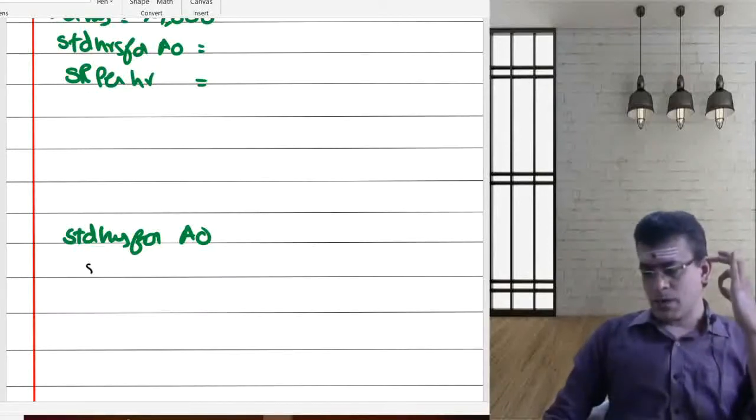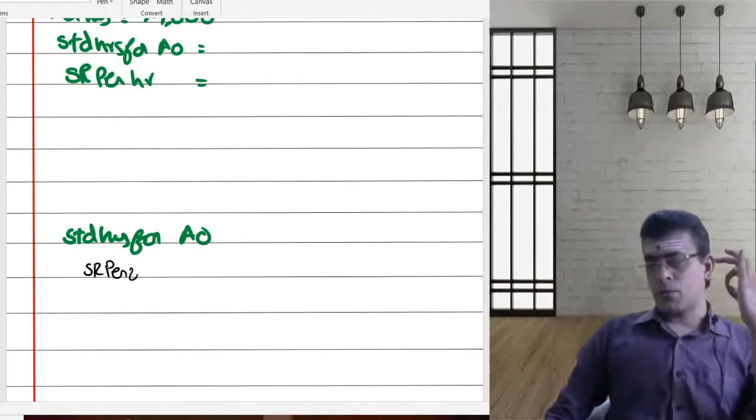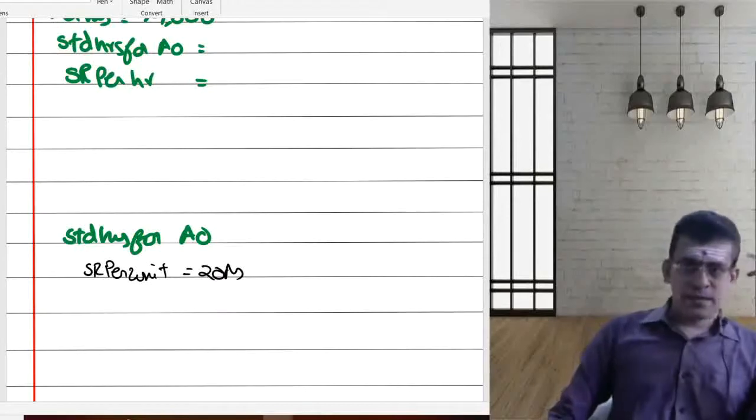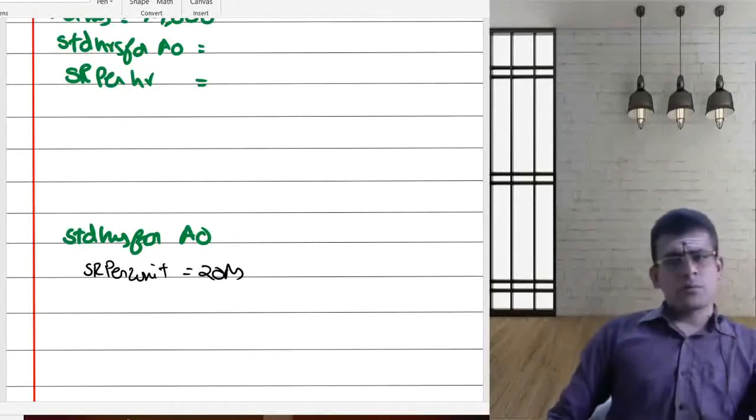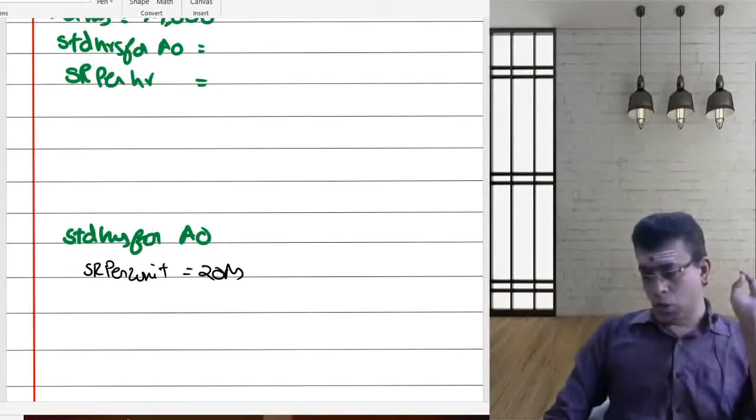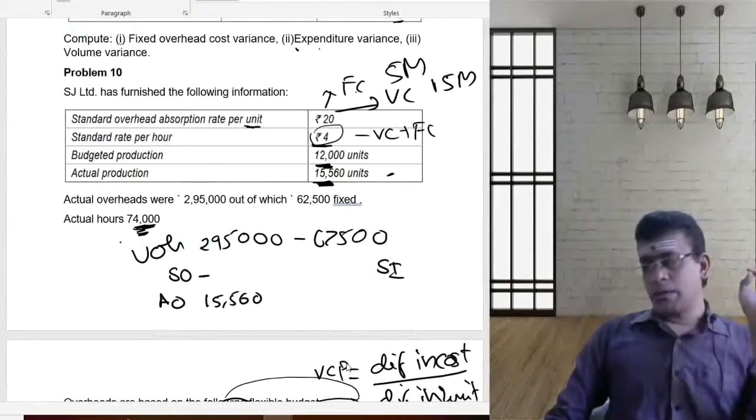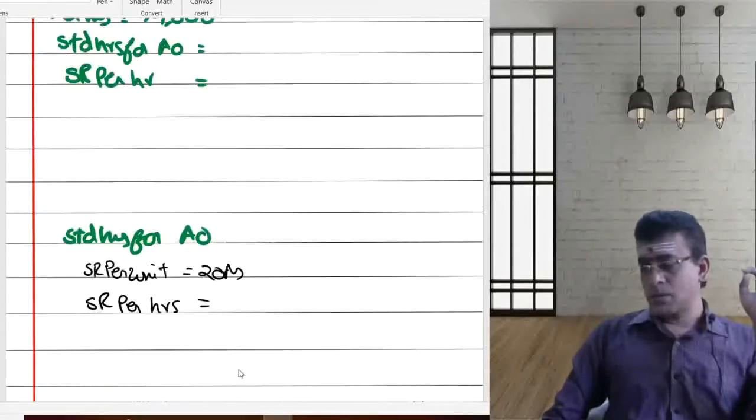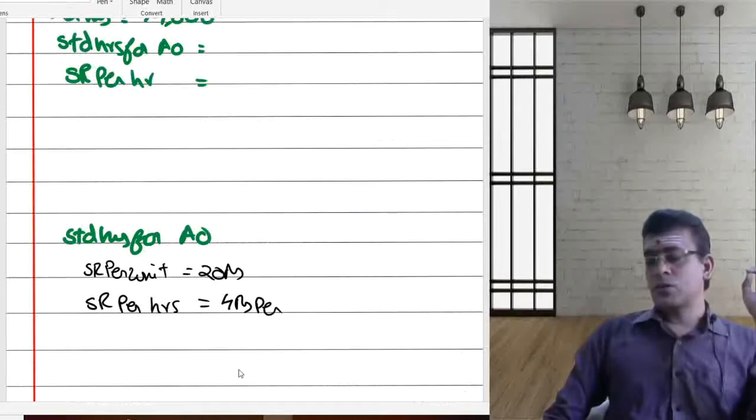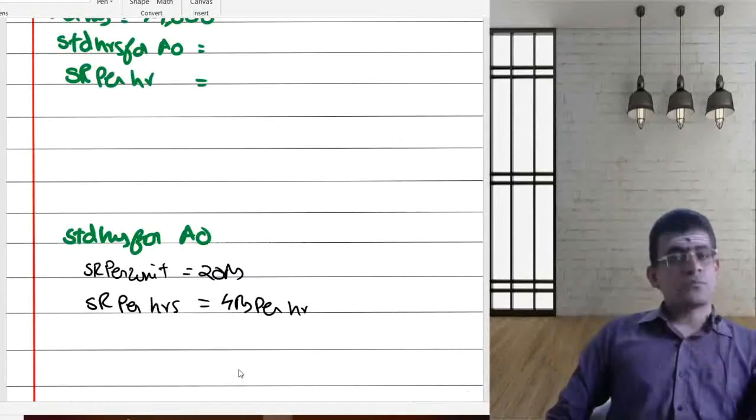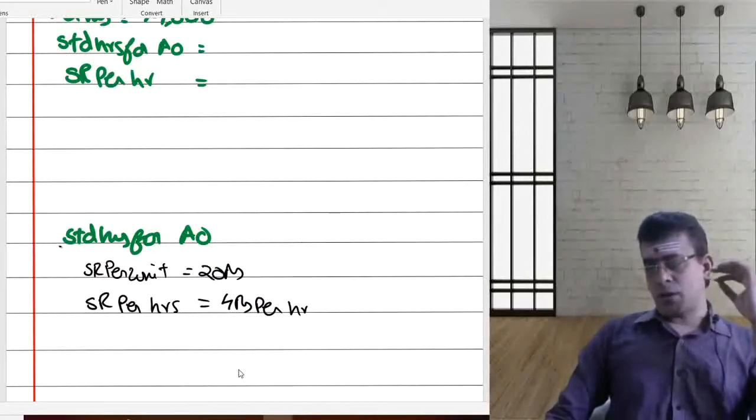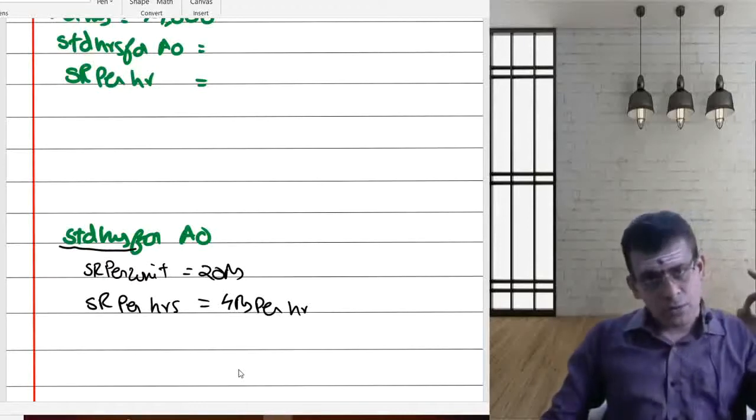Now let us see what the problem is mentioning. Standard rate per unit is already given in the problem as 20 rupees. 1 unit is 20 rupees. We know that this comprises your variable component as well as your fixed cost component. Then it is also giving you the standard rate per hour, given in the problem as 4 rupees. We know this also comprises your variable component as well as fixed cost component. But at present I am not bothered to segregate the variable and fixed cost components. We'll come to that one by one. At present, my objective is just to find out standard hours for actual output.